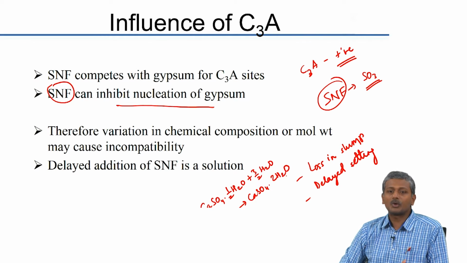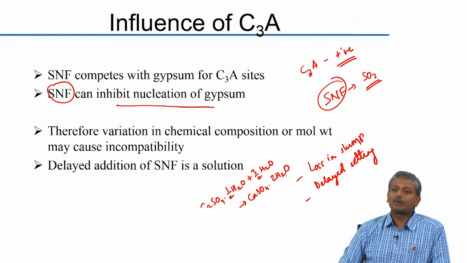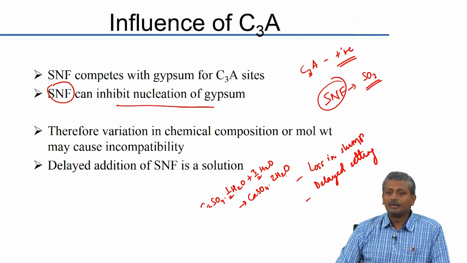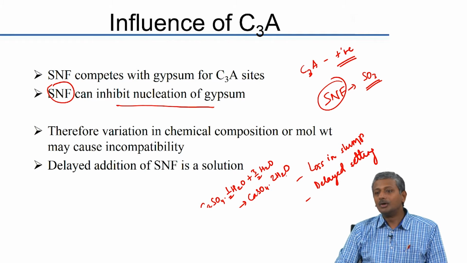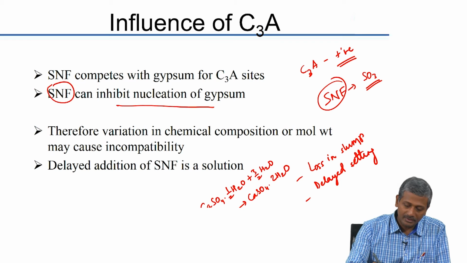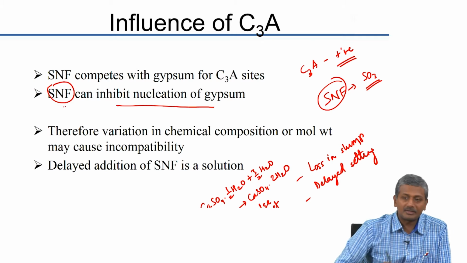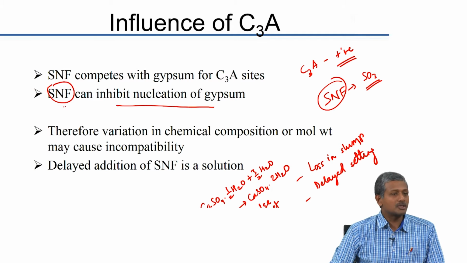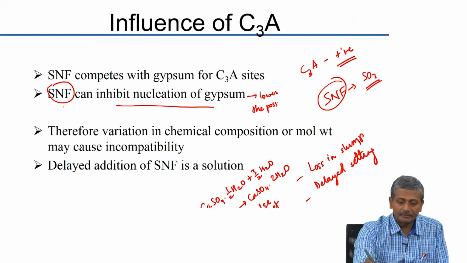In the early stages, when you add water to the concrete, because of the presence of hemihydrate or anhydrite inside the cement, it leads to a reaction with water to create the formation of gypsum, which leads to some stiffening, and that is called false set. Yeah, that is called false set. Now, interestingly, when SNF is present in the system, it can inhibit the nucleation of gypsum. So, it can actually lower the possibility of false set.